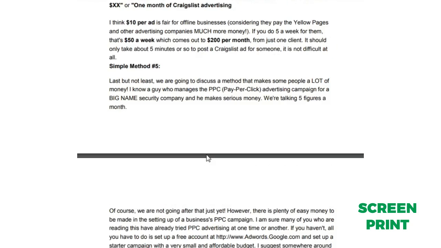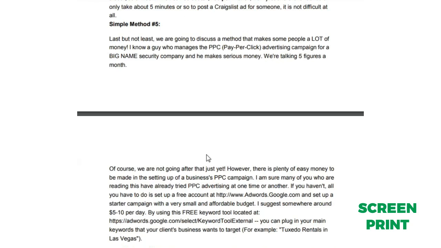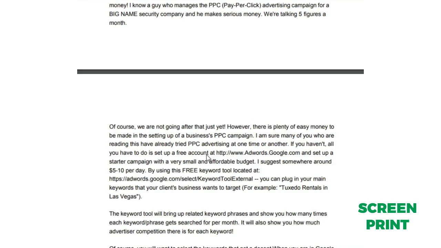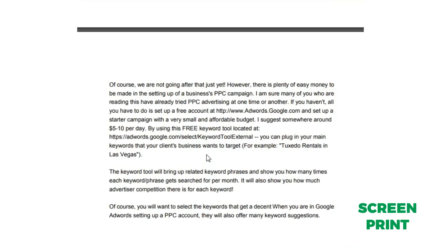Simple method number 5. Last but not least, we are going to discuss a method that makes some people a lot of money. I know a guy who managed the PPC advertisement campaigns for a big name security company and makes serious money. We are talking 5 figures a month. Of course, we are not going after that just yet. However, there is plenty of easy money to be made in the setting up of a business PPC campaign.